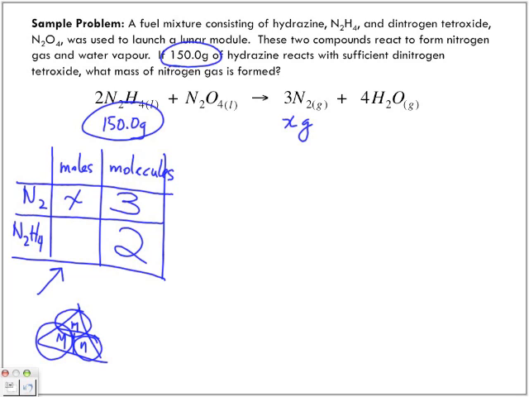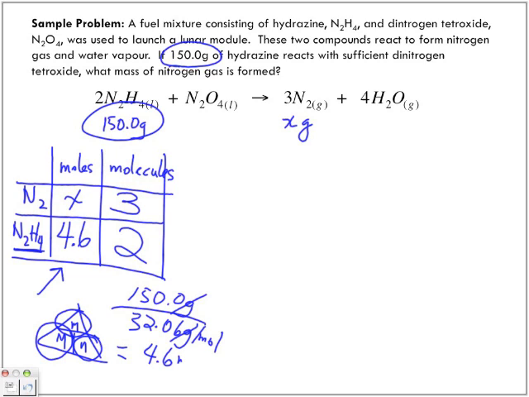So now let's go back. Let's try to find the number of moles. So we've got 150.0 grams, and we're going to divide it by the molar mass of hydrazine, which equals 32.06 grams per mole. So grams cancel out, and it leaves us with 4.6 moles. Okay, so that's what we get. 4.6 moles of hydrazine, N2H4.